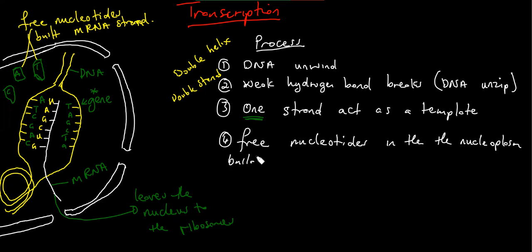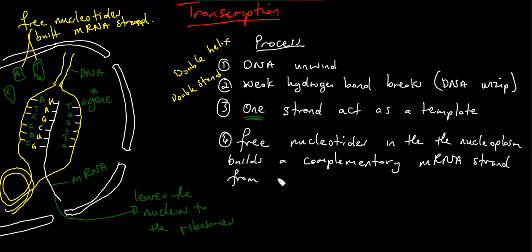Build a complementary messenger RNA strand from one of the DNA strands. So free nucleotides in the nucleoplasm build a complementary messenger RNA strand from one of the DNA strands. Now we have got the messenger RNA.